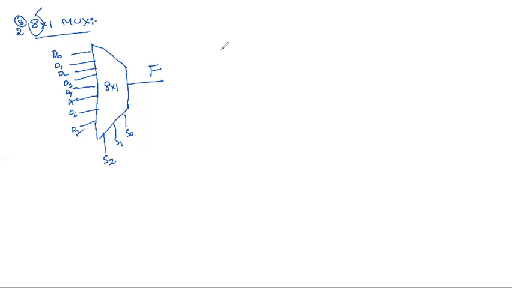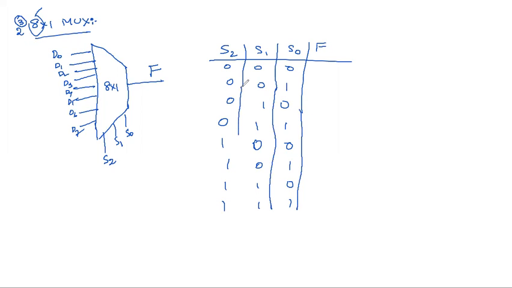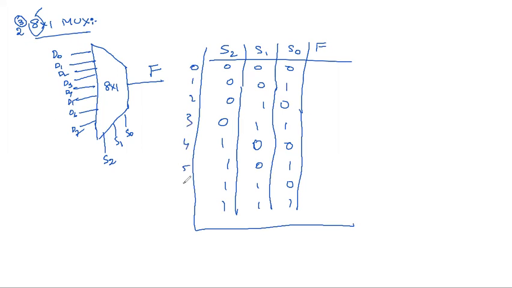Truth table is S2, S1, S0. This is F. So 0 0 0, 0 0 1, 0 1 0, 0 1 1, 1 0 0, 1 0 1, 1 1 0, 1 1 1. Okay, 0, 1, 2, 3, 4, 5, 6, 7.